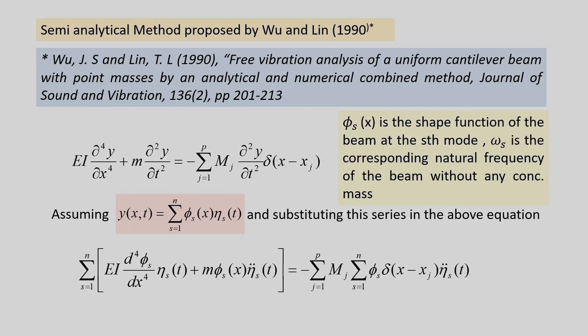So without having any concentrated mass on the beam, we know what is phi x for the cantilever beam or any kind of beam. For example, for a simply supported beam, we know that this mode shape function is a sine function, sine n pi x by l. Of course some coefficient will be there which depends on the normalization procedure. Now here you can see s is an index, so it indicates the mode number s. It may vary from 1 to infinity, and omega s is the natural frequency of the beam at the sth mode. Now remember that omega s is the angular frequency, that is, its unit is radian per second.